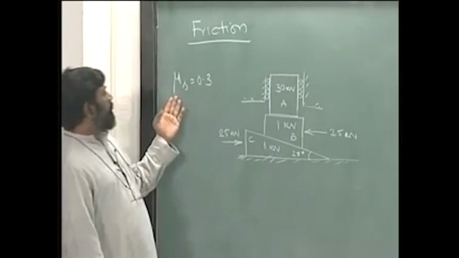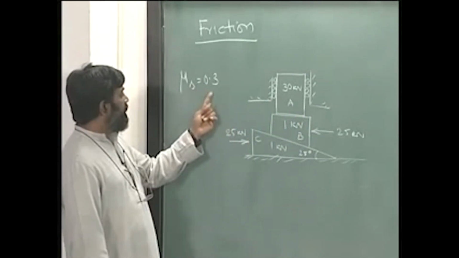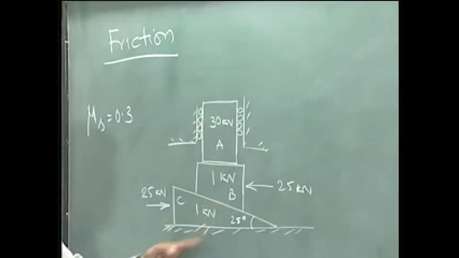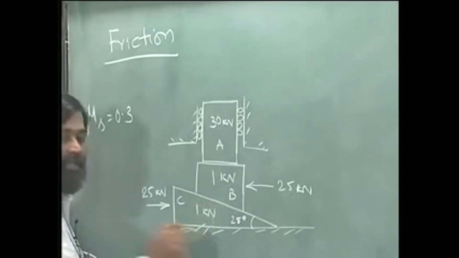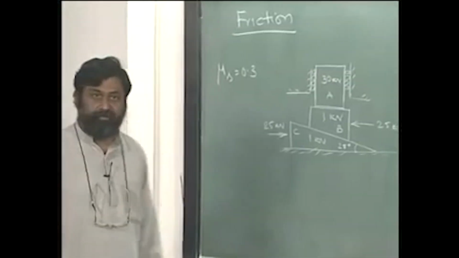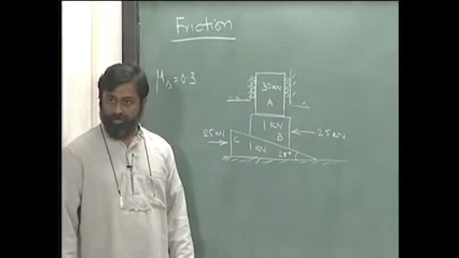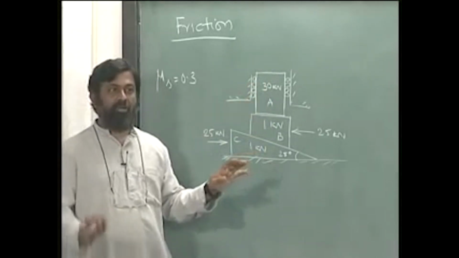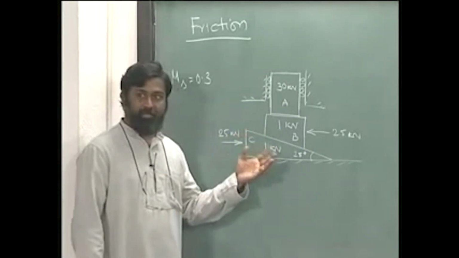Now there are other parameters given, for example the static friction coefficient between all the contact surfaces. So I presume the contact surfaces are between A and B, B and C, and C and ground. All these, the static friction is 0.3. The question right now is, given that I have applied 25 kilonewton over here, do you think this will move up? Do you think it will move down or will remain stationary? Looks like there are a few problems that we have to handle here.